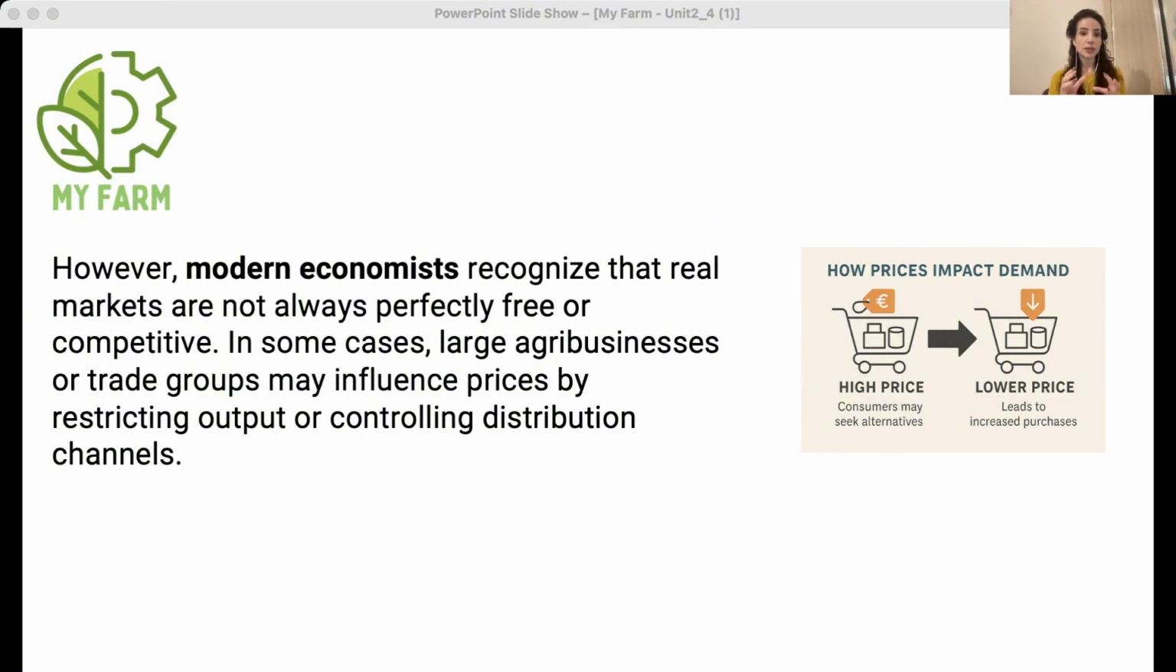Modern economists recognize that real agricultural markets are far from perfect. Market power, government intervention, trade restrictions, and unequal access to information often prevent prices from reflecting true supply and demand. Understanding these limitations is essential for realistic agricultural planning.